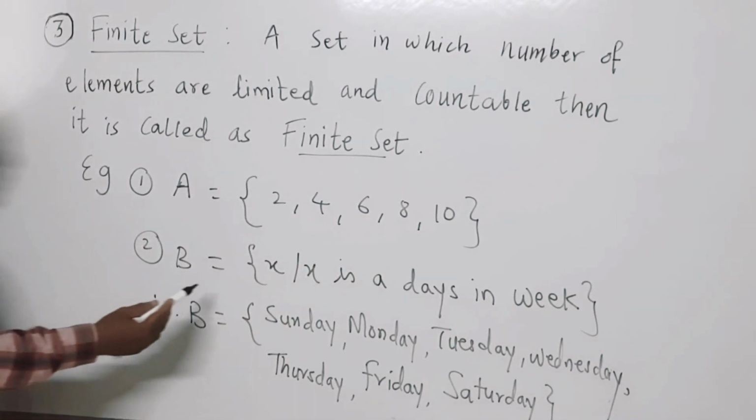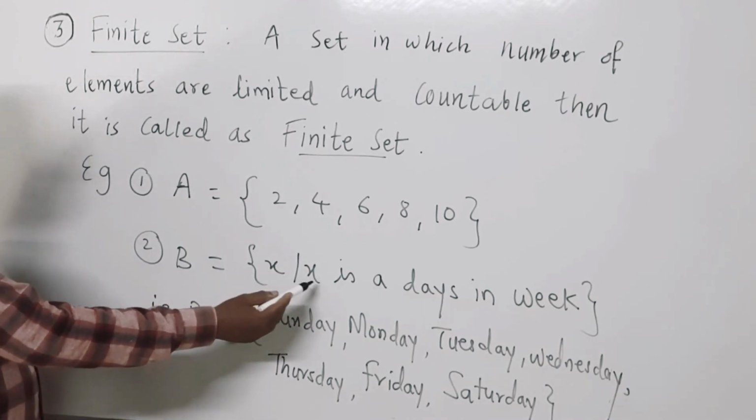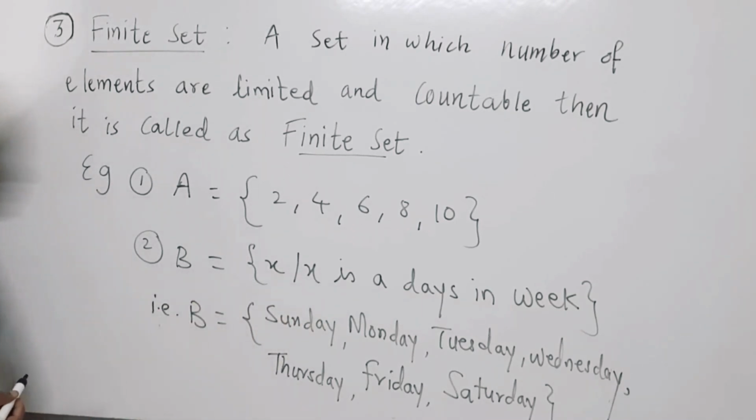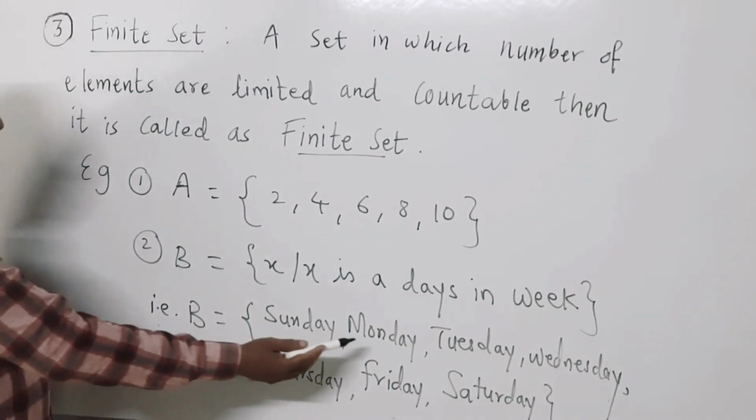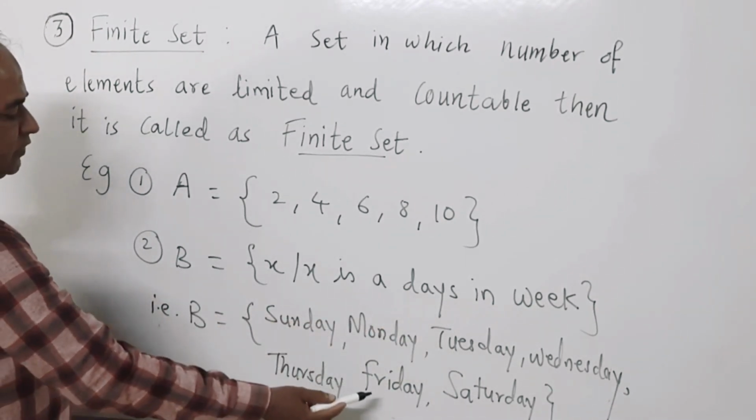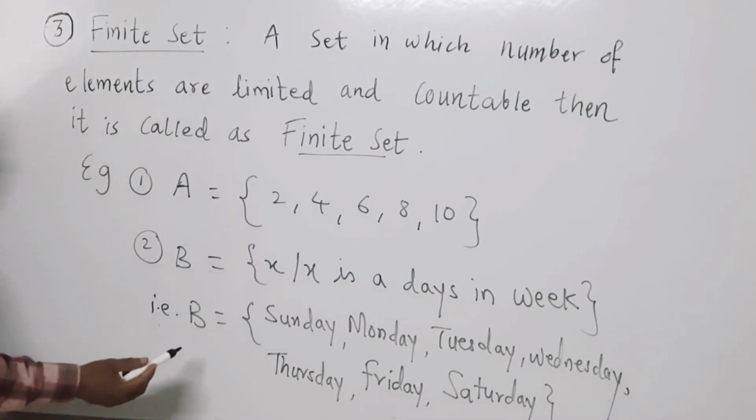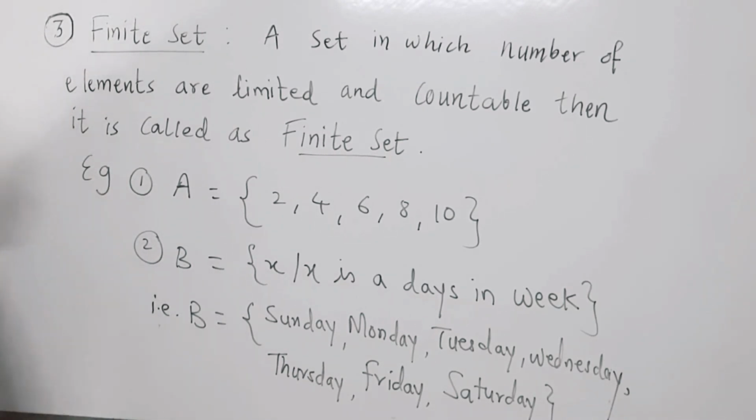Second example, set of all x such that x is a day in a week. So we know there are 7 days in a week. That is, B is equal to Sunday, Monday, Tuesday, Wednesday, Thursday, Friday and Saturday. So these are the examples of finite sets.